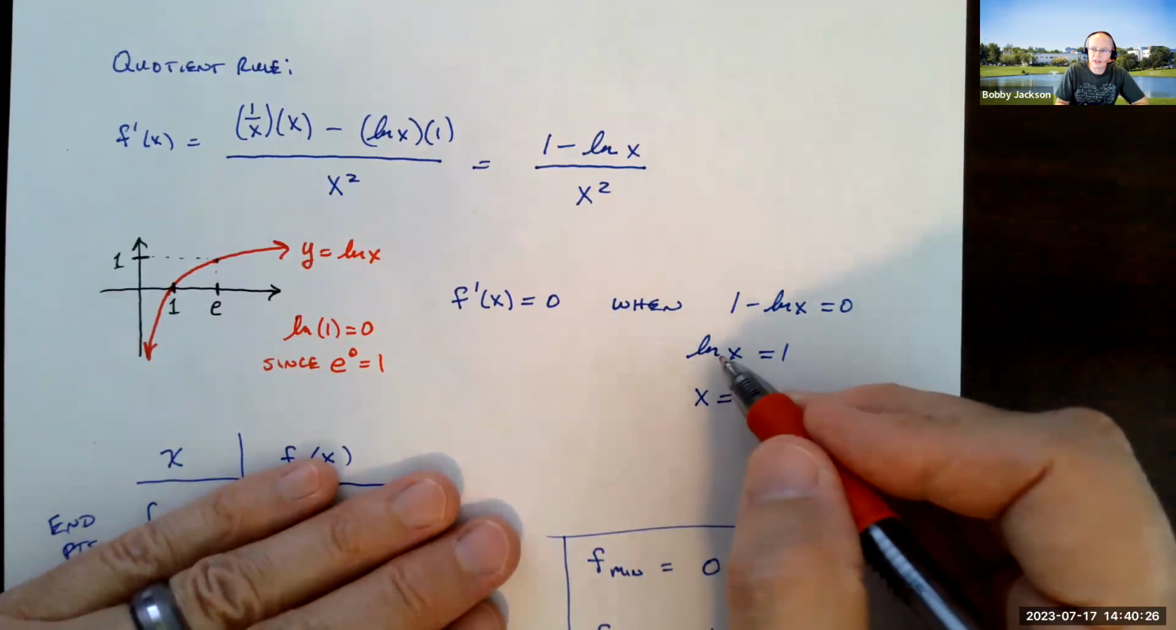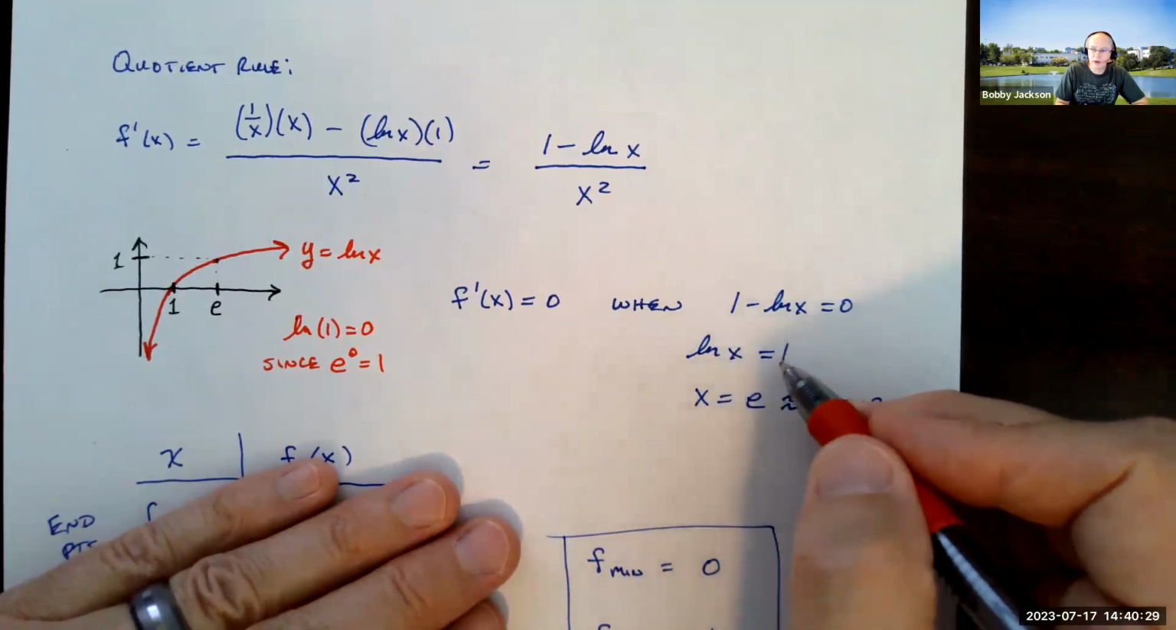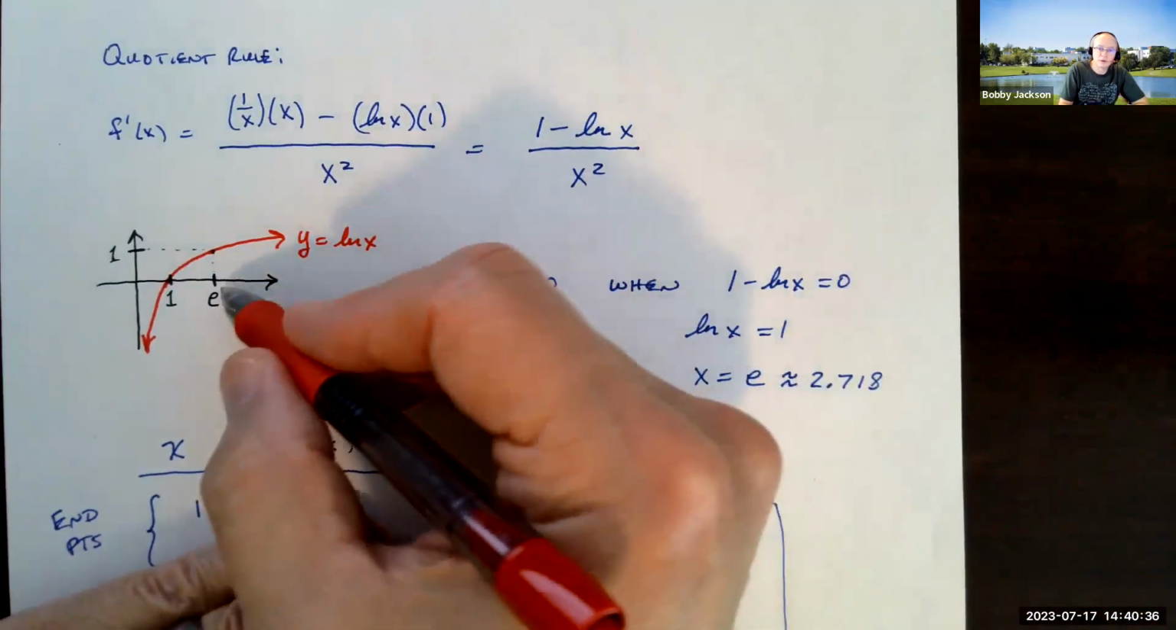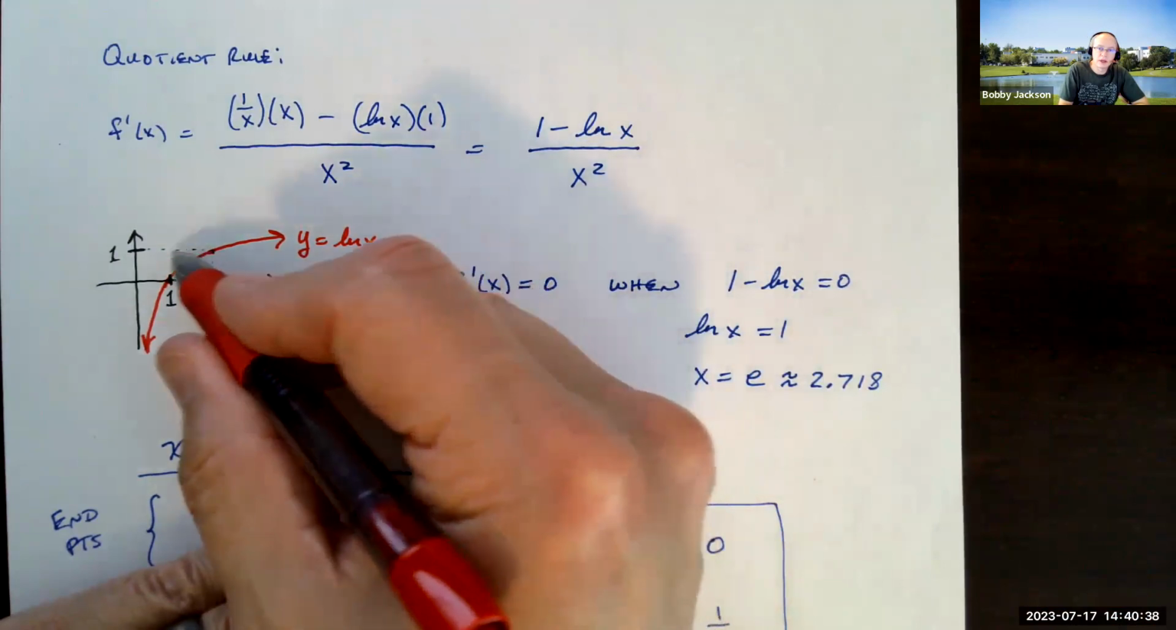Well, if the natural log of x is 1, what's x? Remember, the logarithm is the exponent. So the exponent on the base is 1. And what's the base? e. So x must be e to the first power, which is just e, right? So in fact, when we evaluate the natural logarithm at e, we're going to get 1.